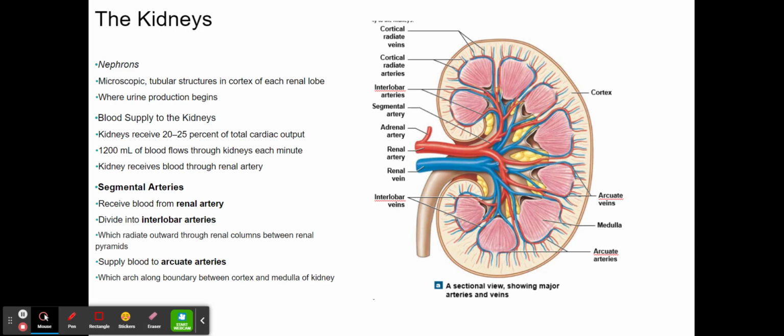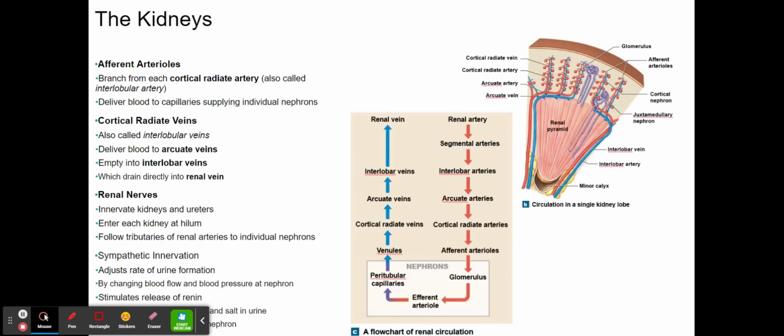The interlobar arteries supply blood to the arcuate arteries, which arch along the boundary between the cortex and the medulla of the kidney. Each arcuate artery gives rise to a number of cortical radiate arteries, also called the interlobular arteries. They supply the cortical portions of the adjacent kidney lobes. Branching from each cortical radiate artery are numerous afferent arterioles. These vessels deliver blood to the capillaries, supplying individual nephrons.